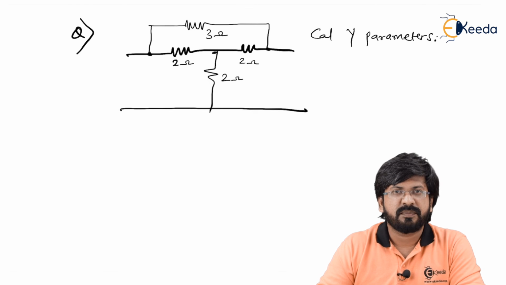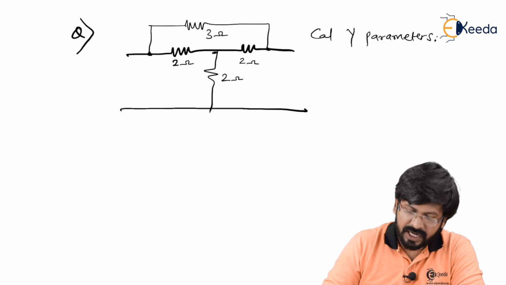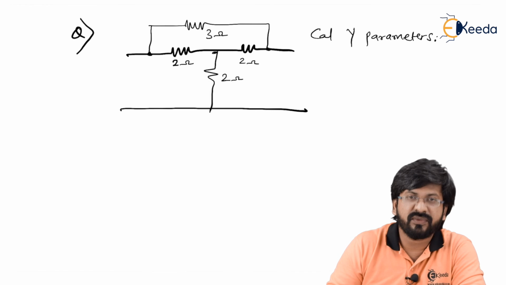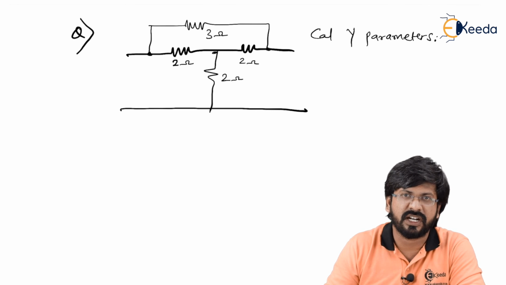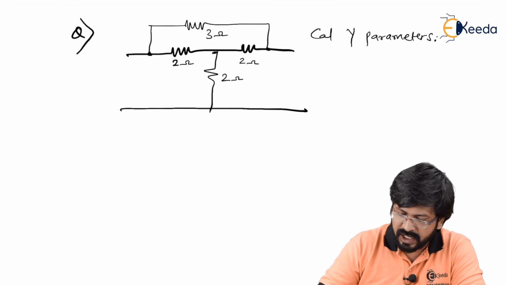See, this is called as bridged T network. As you can see, it is actually a T network, but along with that, there is an extra 3 ohms resistor above the T, and therefore it is called as bridged T network. So we'll see how to deal with this bridged T network. You have been asked to calculate Y parameters.